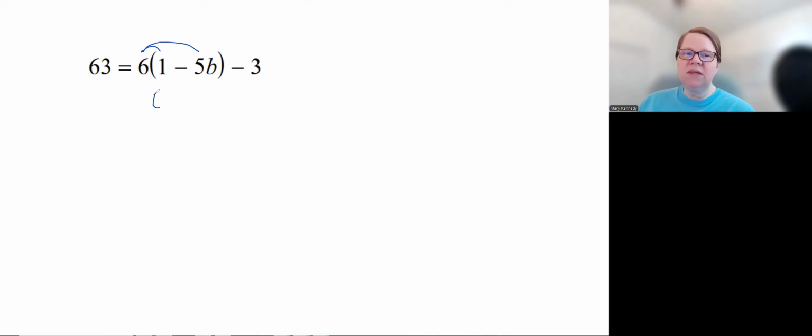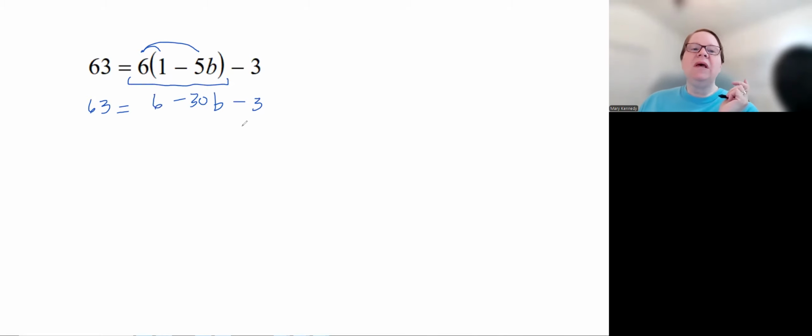So 6 times 1 is 6. And 6 times -5 is -30. And that has the variable on it, the b. All right, now I'm going to bring down everything else. 63 equals, and then the -3 at the end. So all I've done is the parentheses.